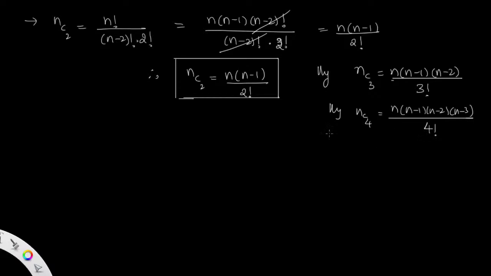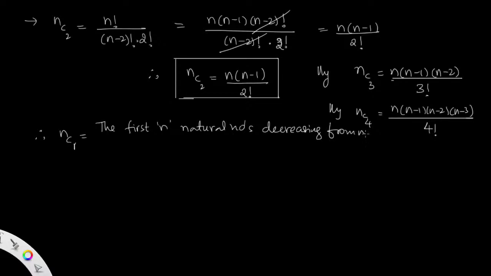Therefore, the NCR formula is the product of r decreasing terms starting from n, divided by the product of the first r natural numbers.